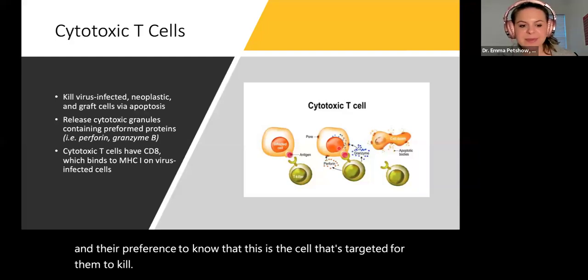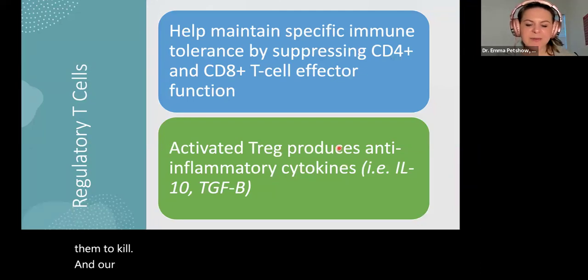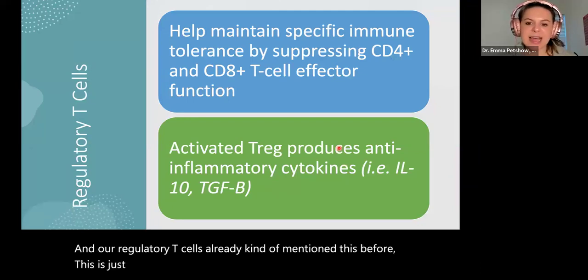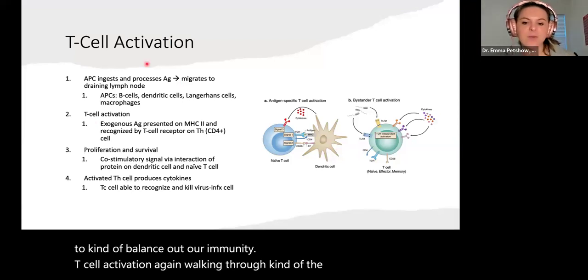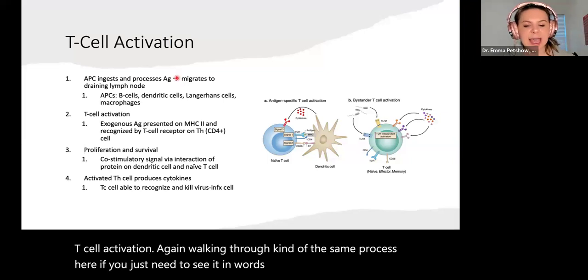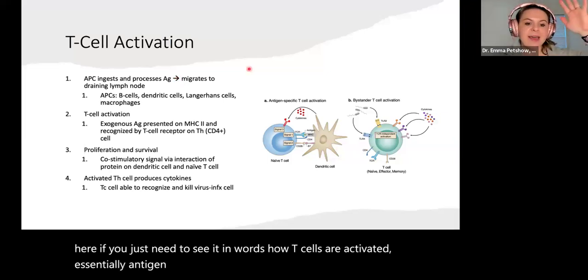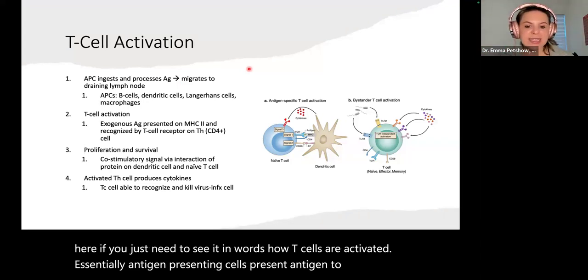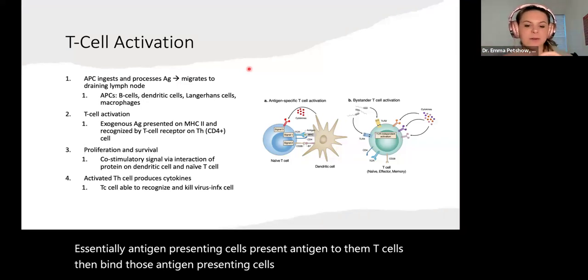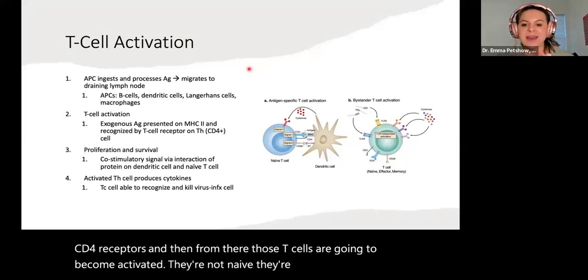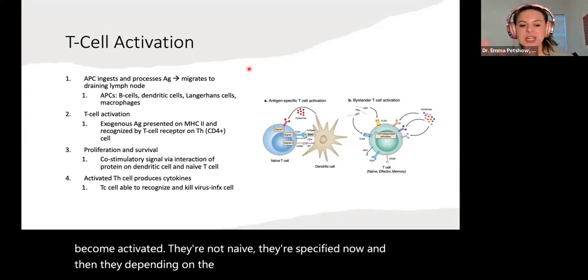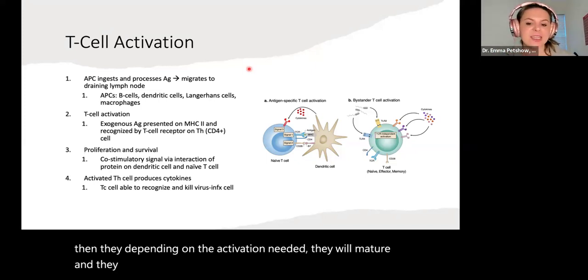And our regulatory T cells, I already mentioned this before. This is just words saying what was on that other slide. They're helping to balance out our immunity. T cell activation, again, walking through the same process here. If you just need to see it in words, how T cells are activated: essentially, antigen presenting cells present antigen to them. T cells then bind with those antigen presenting cells via MHC2 molecules and CD4 receptors. And then from there, those T cells are going to become activated. They're not naive, they're specified now. And then depending on the activation needed, they will mature and start producing their cytokines based off of the antigen that was identified.